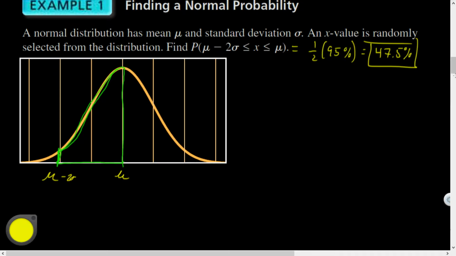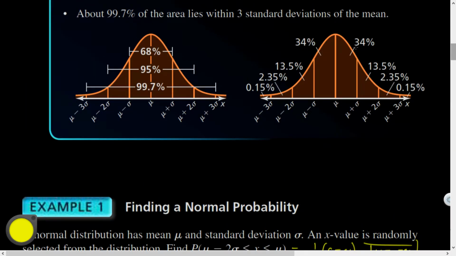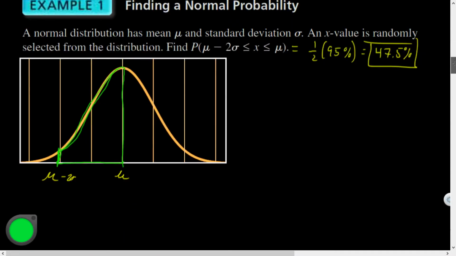Another way I could have done that is using this version of the chart. What was the same problem represented in this version? It would have been this spot and this spot. So I would want to add 34 to 13.5, which is also 47.5%. Add them or subtract them or cut them in half. We're basically working with areas, and we're either adding, subtracting, or dividing them.